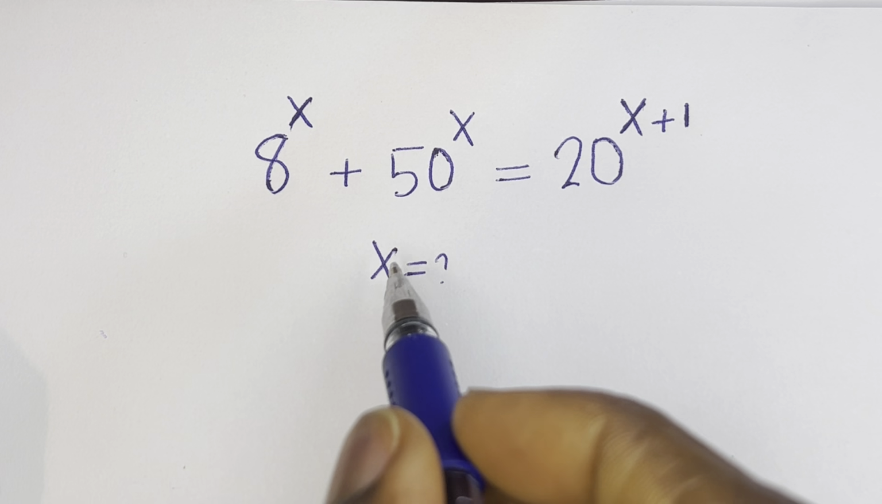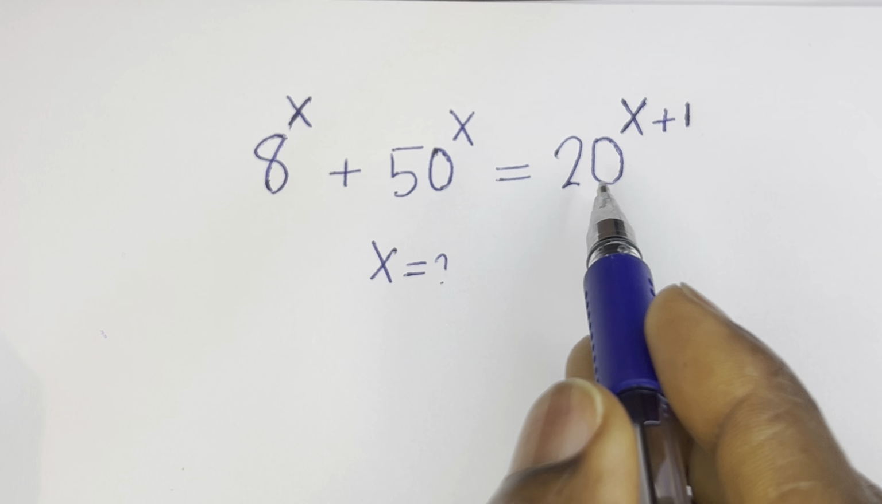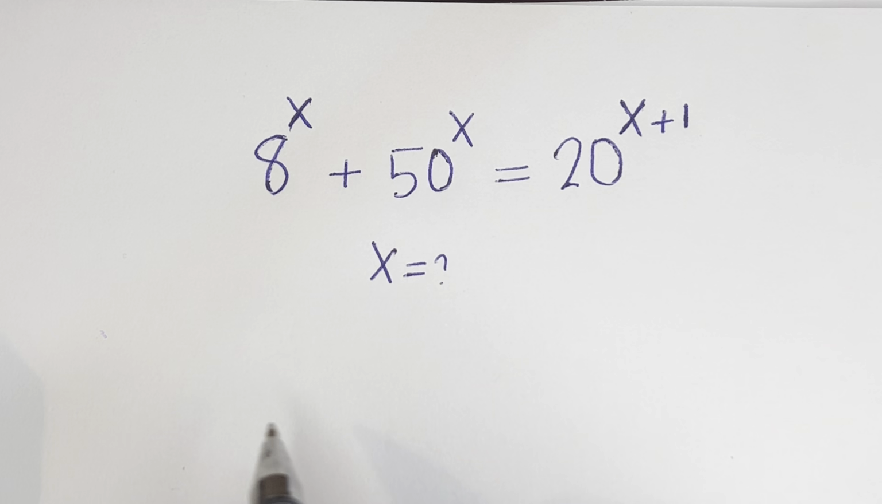Hello, how to solve for x in this equation? 8 to the power of x plus 50 to the power of x is equal to 20 to the power of x plus 1. Solution.